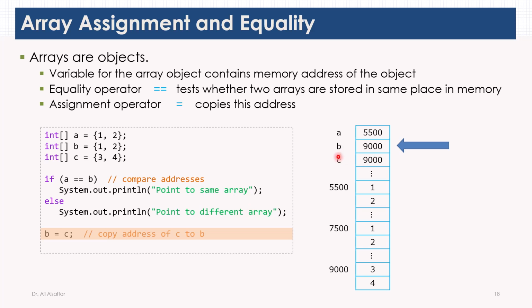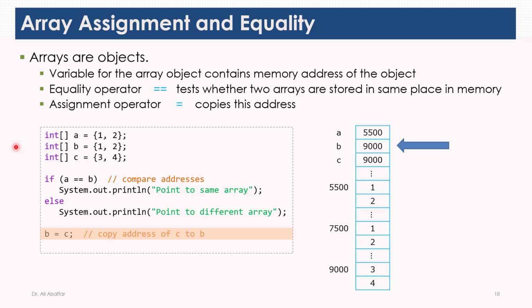And now notice that B and C have the same addresses. That means B and C are pointing to the same array, which is 3 and 4. Now what about the old array of B? It is not referenced by any variable. So A is pointing to the first array, B is pointing to the third array, and C is pointing to the third array as well. Therefore, when the system comes to the memory and finds an array or any object that is not referenced by any variable, it will automatically remove it from the memory.